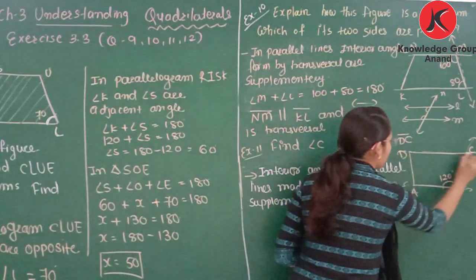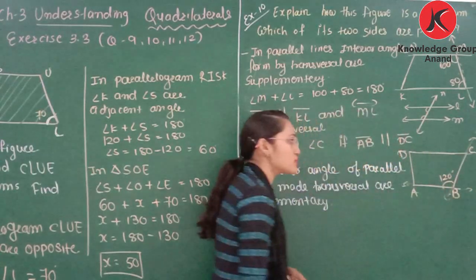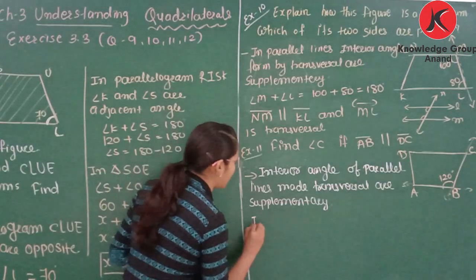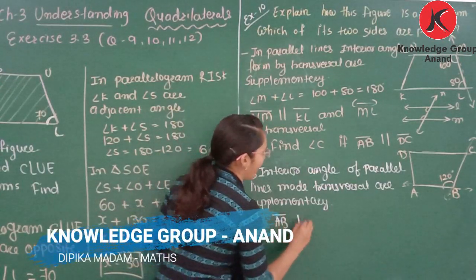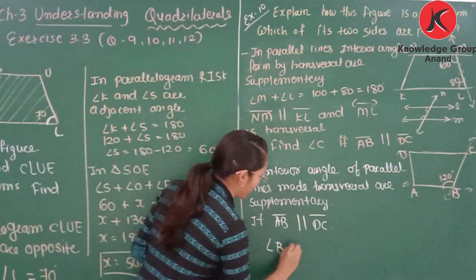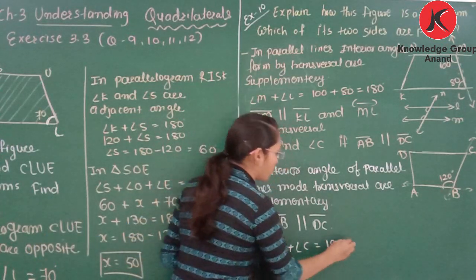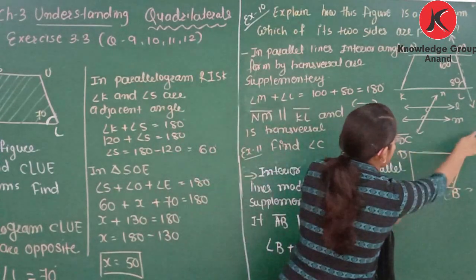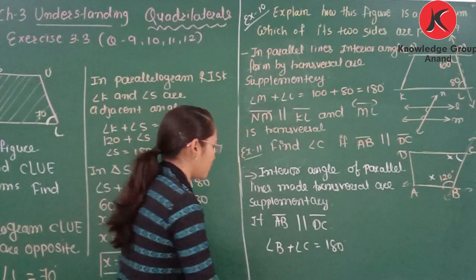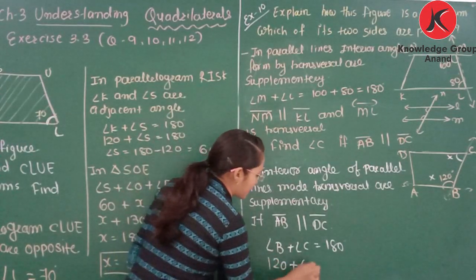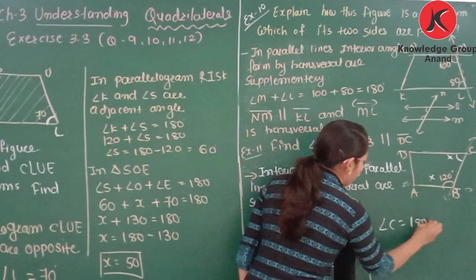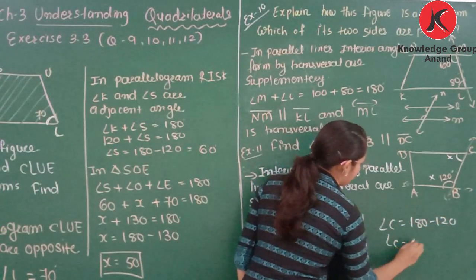If two lines are parallel, then this is a transversal, and the angles made by the transversal are supplementary. So if AB is parallel to DC, angle B plus angle C is equal to 180. Why? Because if two lines are parallel and this is a transversal, these angles are supplementary. That's why we can write 120 plus angle C is equal to 180. So angle C is equal to 180 minus 120. Angle C is equal to 60.